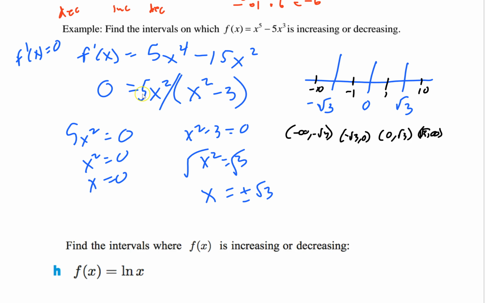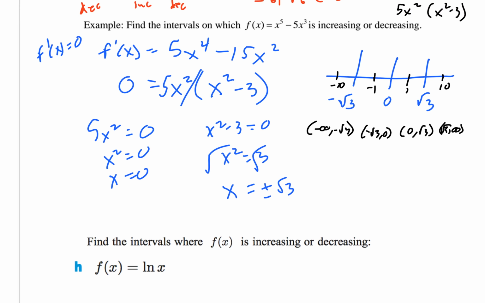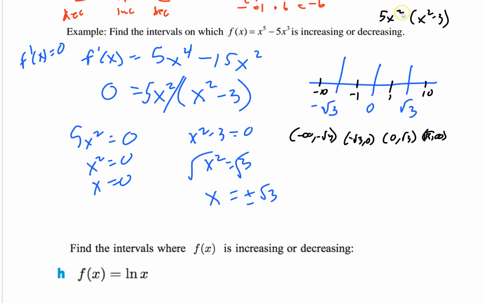Keep in mind, little shortcut. We're going to plug it into here. Let's look at right here. If I'm plugging into this thing, notice this is always going to be positive. It's squared. That's a positive by default. So that's always going to be a plus. So I've got to figure out what this thing is. So what happens if I plug in -10 there? Well, I get -10 squared is 100. 100 minus 3 is 97. So it's a plus times a plus, which is a positive.